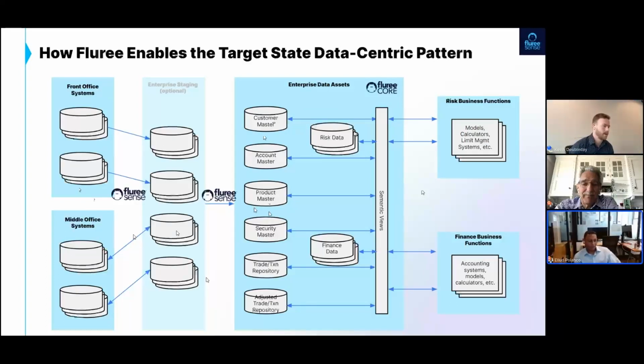Thanks, Kevin, Peter. Was there a question that we had from the audience? Yeah, we had two coming in on this slide in particular. Stephen asks, is this analogous to a data fabric? So I'll answer that one.